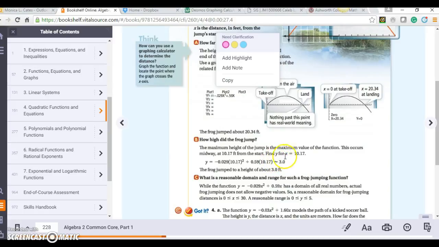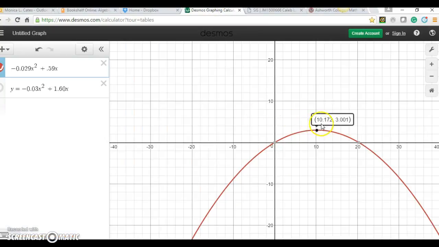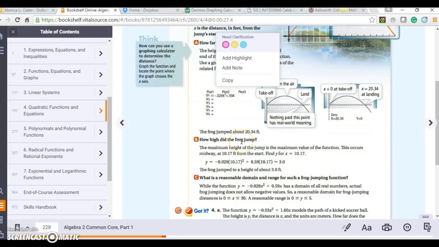And it says find the x value. We don't have to do that because our calculator did it for us already. It's at 10.172. So they have 10.17. So they're rounding to the nearest hundredths. So the frog jumped at a height of about 3, and the x is 10.17.